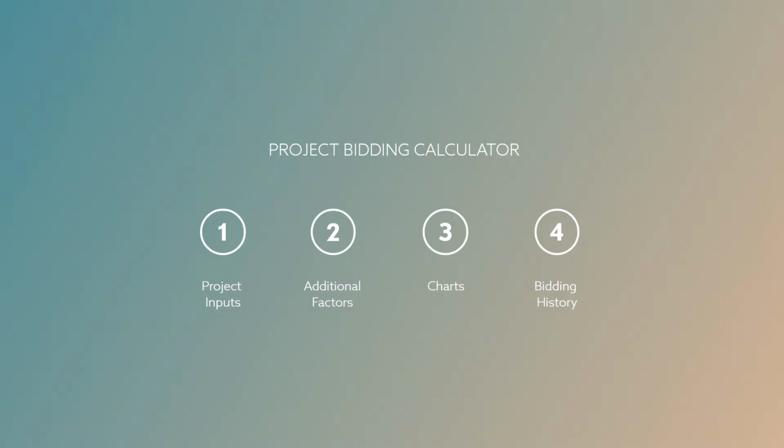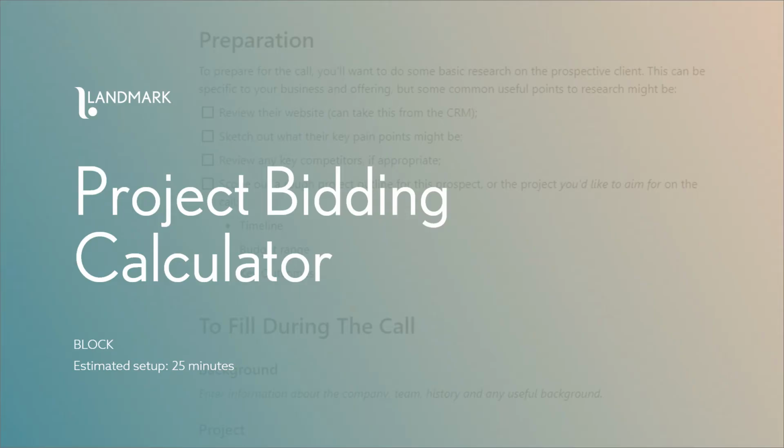We'll cover this in 4 steps. We will talk about the basic project details and inputs for this model. We will discuss some additional factors that are worth keeping in mind. We will talk about how to read some of the various charts and outputs of the model. And finally, we'll discuss how to take note of your bidding history and make the most of this in your future proposals.